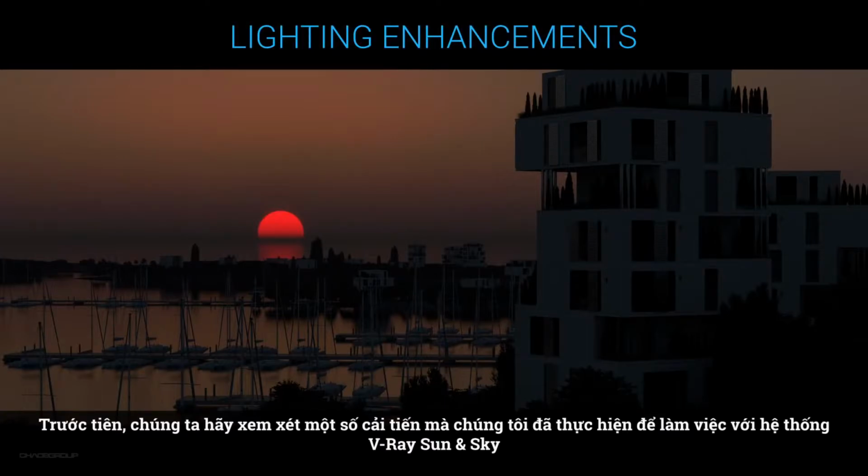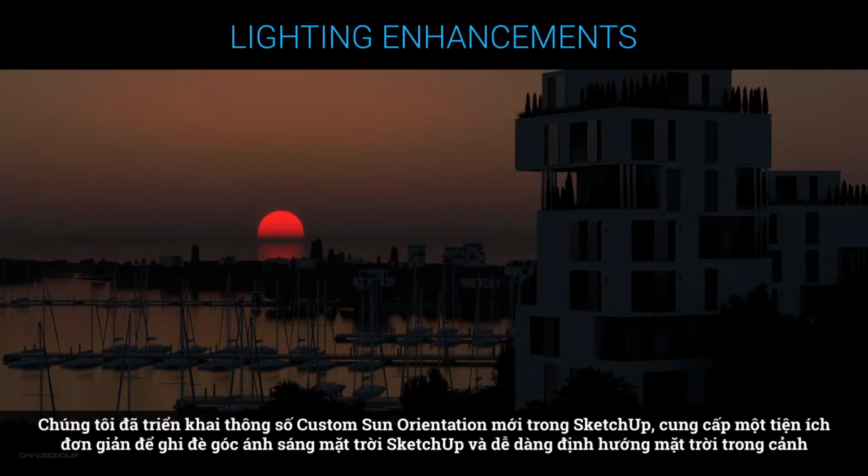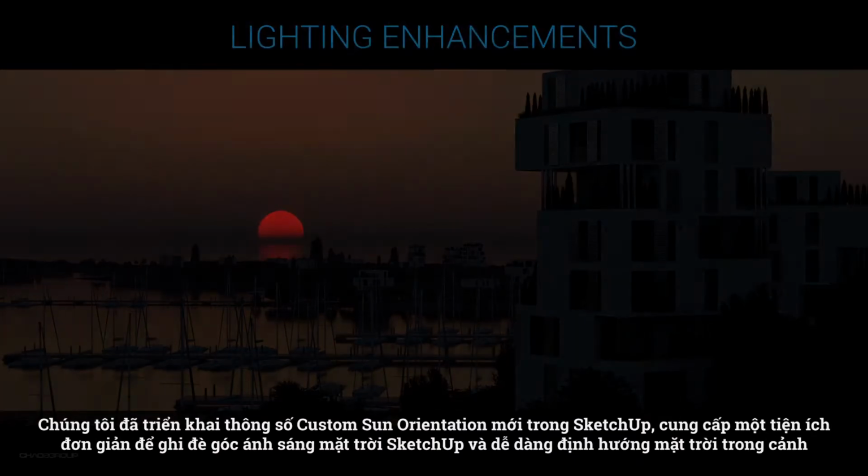First, let's take a look at some improvements we've made for working with the VRay Sun and Sky system. We have implemented a new custom sun orientation parameter in SketchUp, which offers a straightforward widget to override the SketchUp sunlight angle and easily orient the sun in the scene.